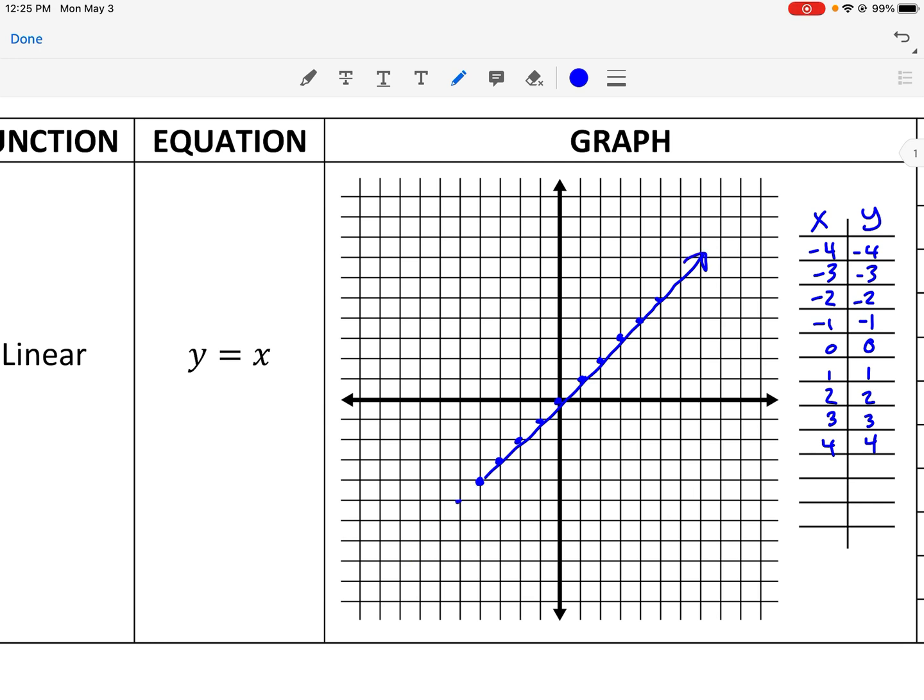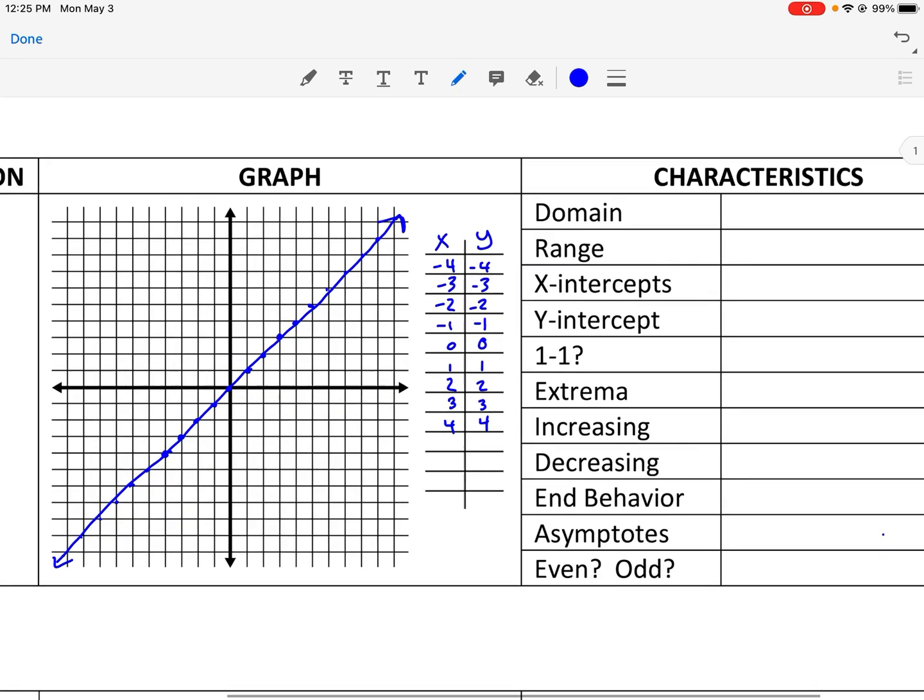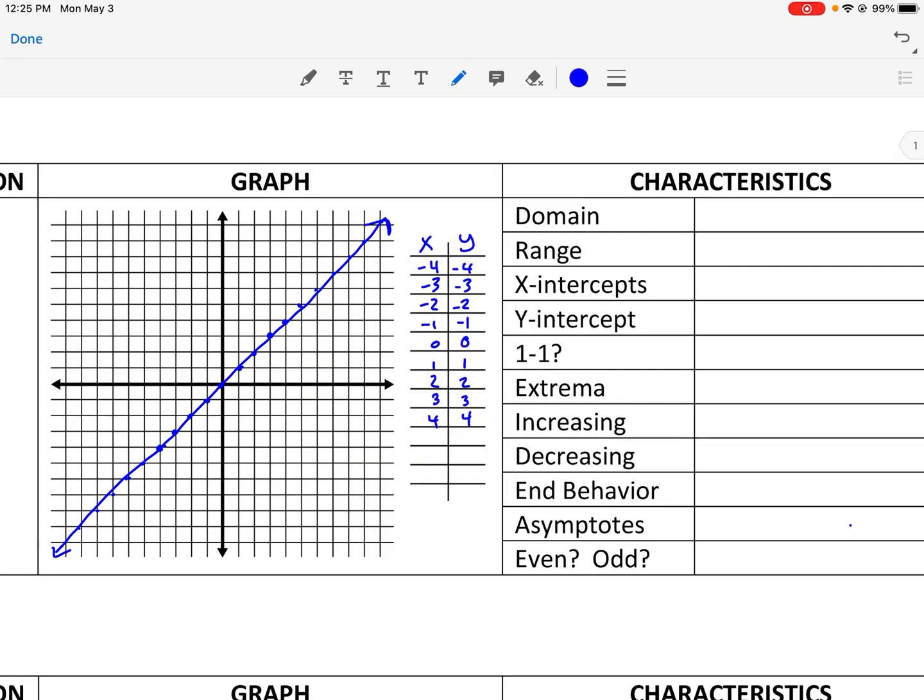And it keeps going this way, except it's probably easier to do if I just kept those dots going. There we go. So it goes that way, it goes that way. Let me keep this going on this side so I can graph across the whole graph. Straight line all the way across our graph, just like that. There's our graph. Okay, now that we have it graphed, domain.